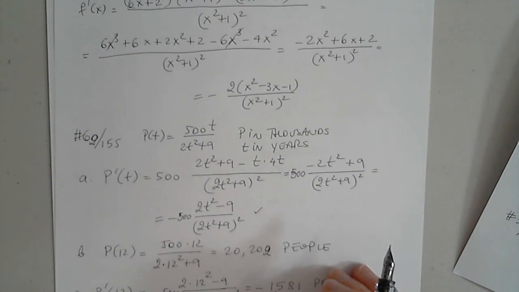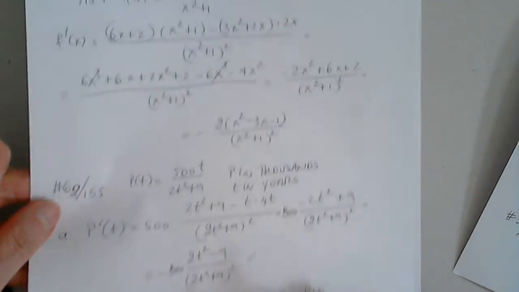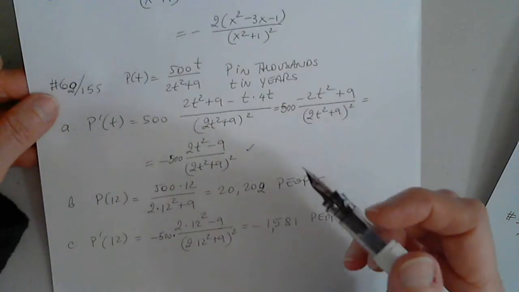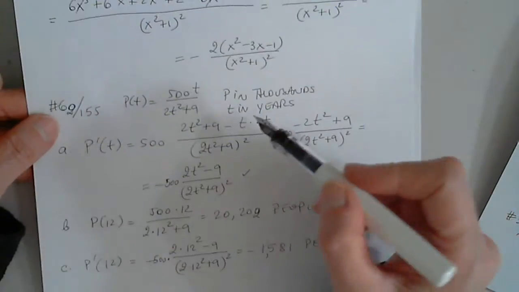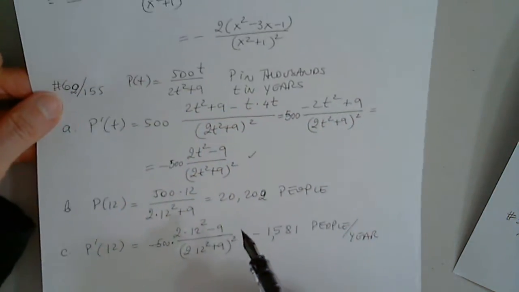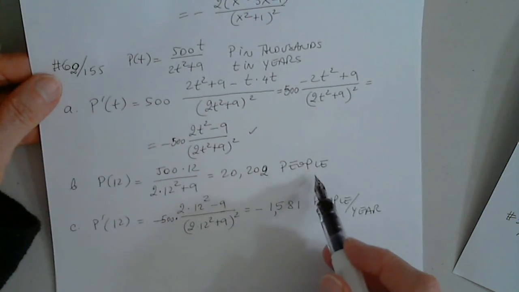We're asked to find the population after 12 years, sorry, right here. Okay, so I plugged it in. P is in thousands, so that's why the answer is 20,202 people.